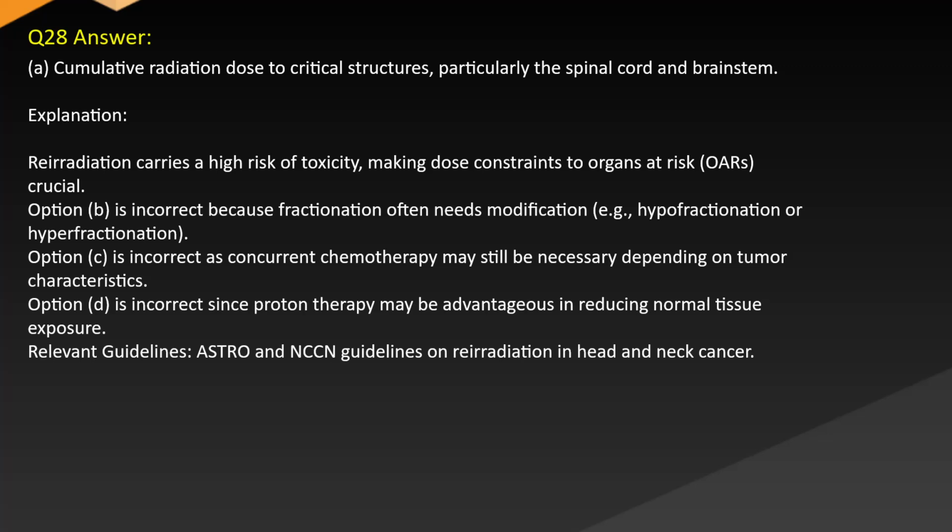Explanation: reirradiation carries a high risk of toxicity, making dose constraints to organs at risk crucial. Option B is incorrect because fractionation often needs modification, such as hypofractionation or hyperfractionation. Option C is incorrect as concurrent chemotherapy may still be necessary depending on tumor characteristics. Option D is incorrect since proton therapy may be advantageous in reducing normal tissue exposure. Relevant guidelines: ASTRO and NCCN guidelines on reirradiation in head and neck cancer.